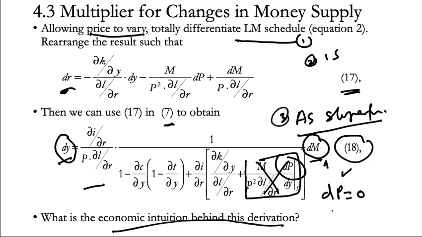So what's the implication of this for monetary policy? Similar to the previous analysis, when the price is allowed to vary, the implication of an increase in money supply on income, or the implication of monetary policy on income or economic growth, must be smaller than when the price is fixed.